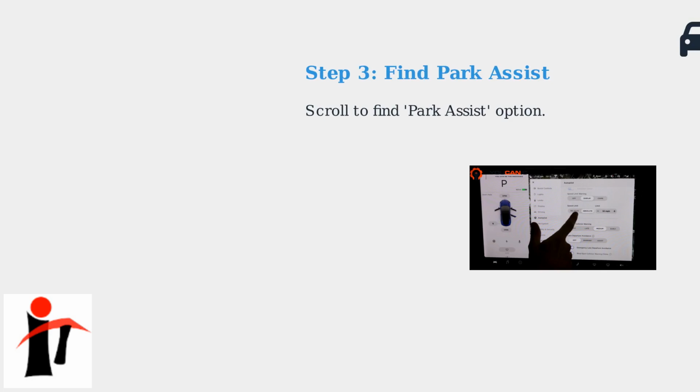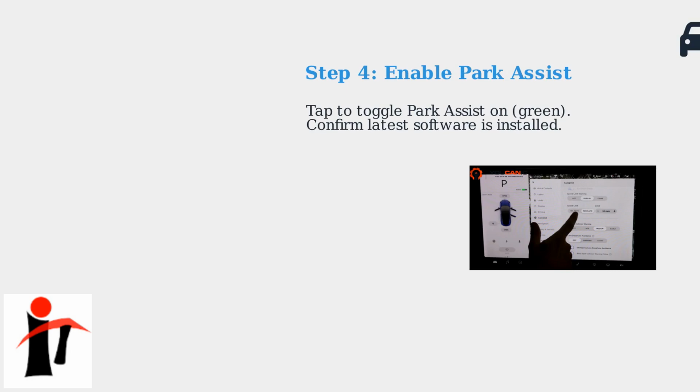Scroll through the Autopilot options to find Park Assist. Tap to toggle Park Assist on, ensuring it shows green. Also, confirm your Tesla software is up to date for optimal performance.